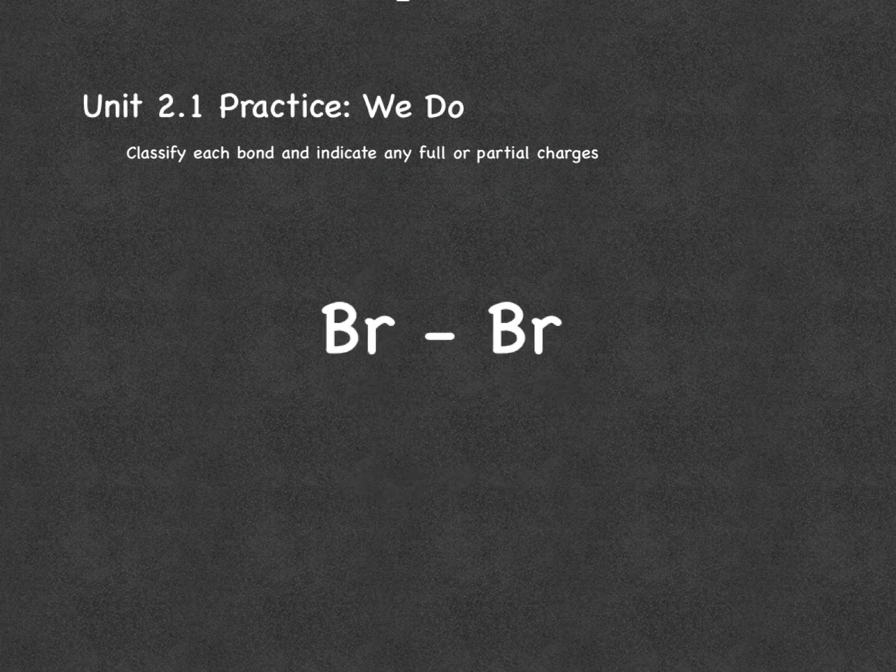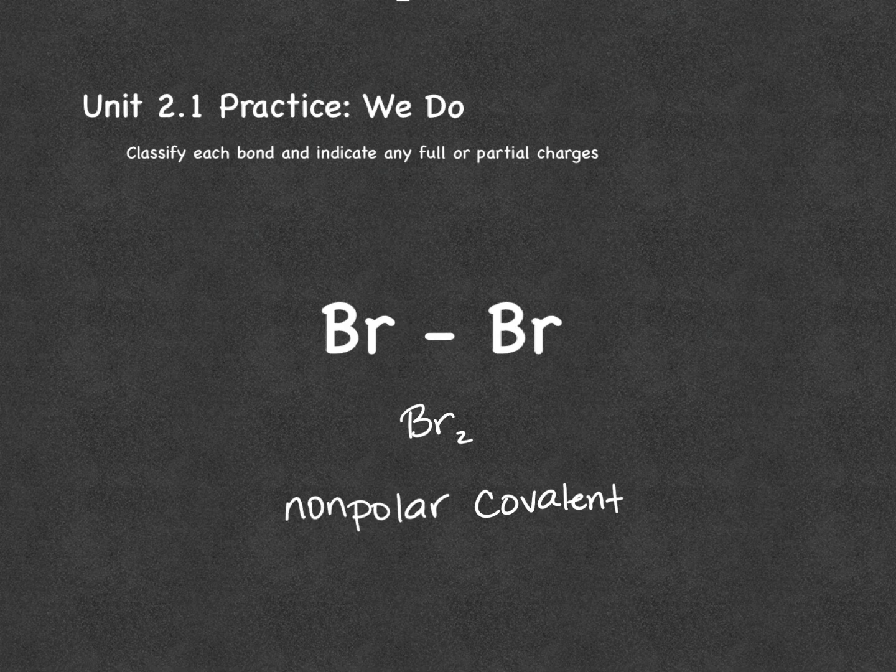Next, I have a bond between two bromines, and bromine is a nonmetal, and this is a diatomic, a Brinkelhoff. So this bond is going to be a covalent bond. And because our elements are both the same, that means we have equal sharing of electrons. So this is going to be a nonpolar covalent bond because there's an equal sharing of electrons between our two nonmetals. And since this is a nonpolar covalent bond, there aren't going to be any full or partial charges on either of my bromines.